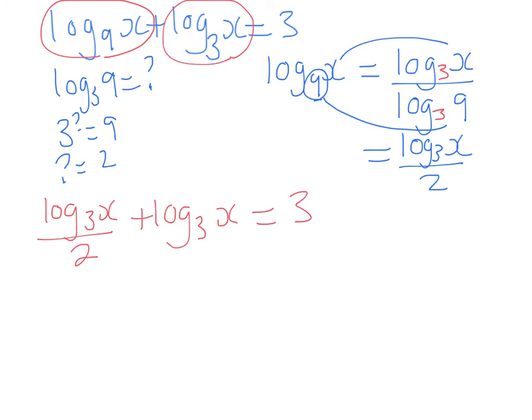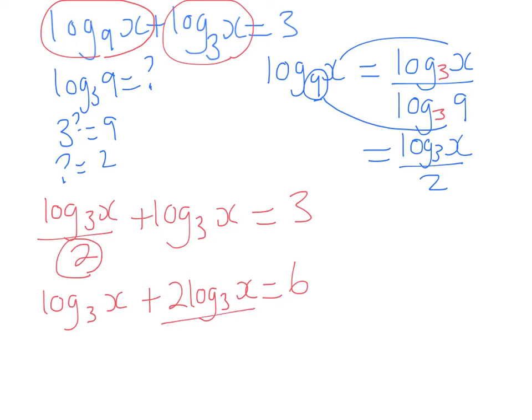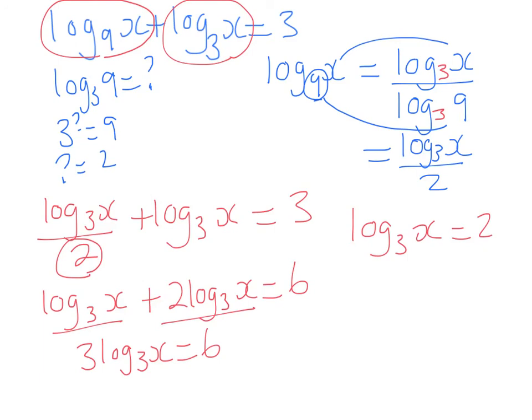Okay, this isn't too bad. I hate things on the bottom, so I'm going to double everything. So log to the base 3 of x plus 2 log to the base 3 of x equals 6. I've got 2 of them, add 1 of them, so 3 log base 3 of x is 6. Now I'm going to divide by 3, so I'm going to get log base 3 of x equals 2, and now I'm back in my log BAP. Base, answer, power. 3 to the power of 2 equals x. Oh, bingo. x is 9.